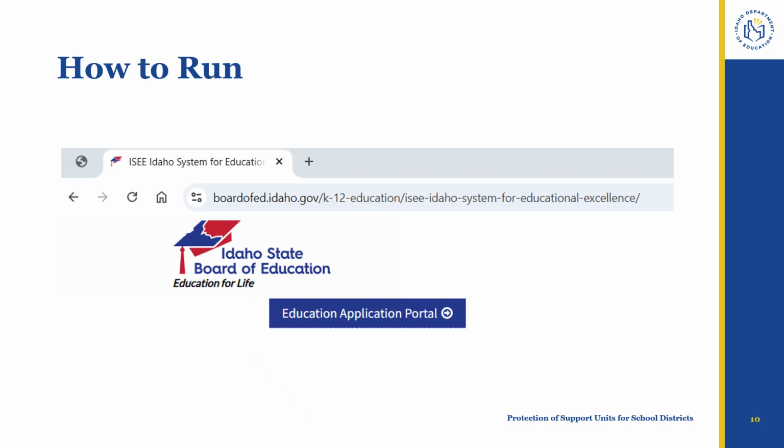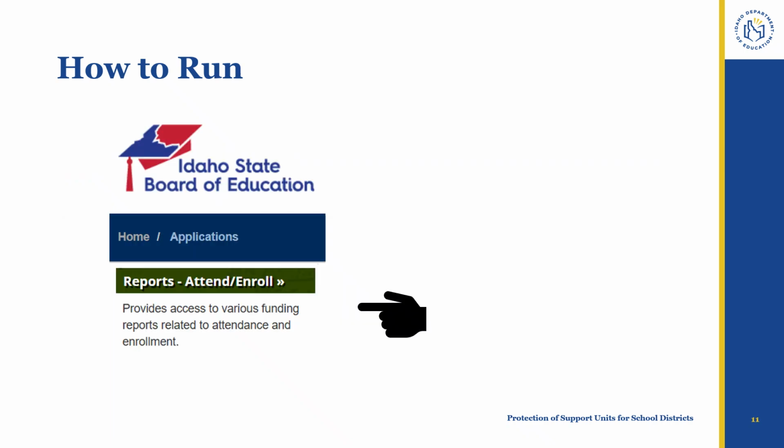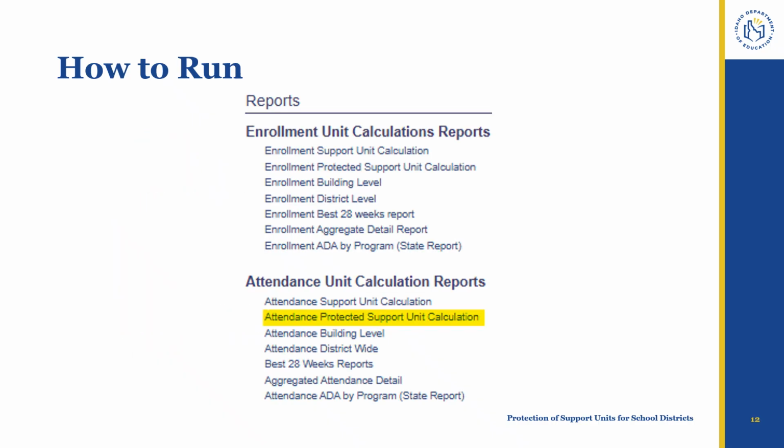Go to the Idaho State Board of Education's website and sign in to the Education Application Portal. Once there, select the reports, Attend/Enroll application. Choose the Attendance Protected Support Unit Calculation Report from the Attendance Report group.